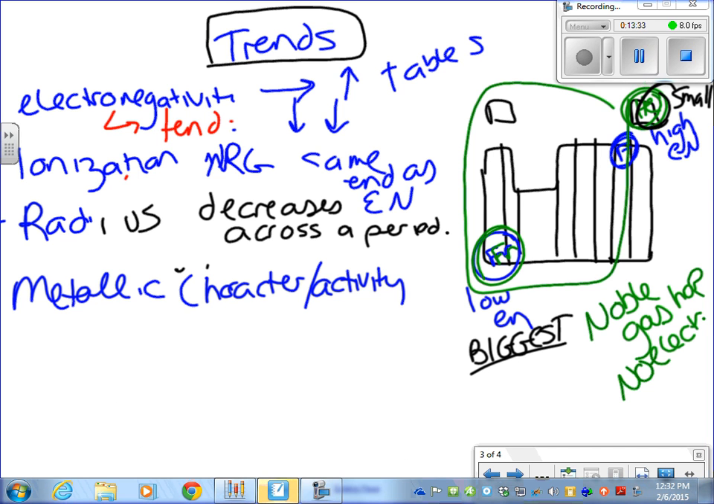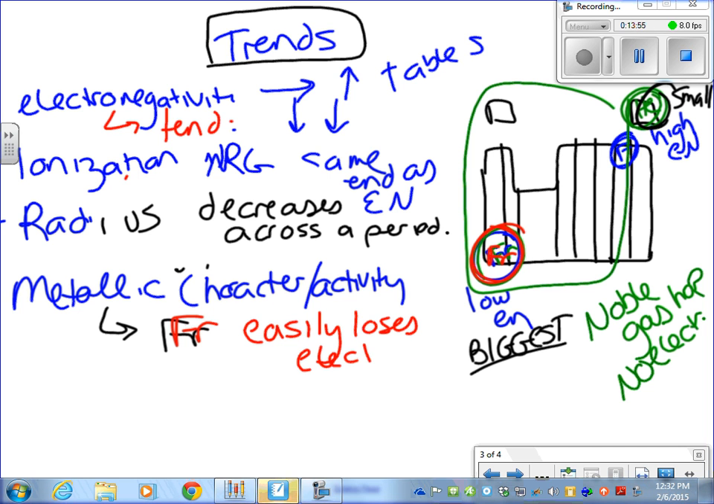Finally, metallic character and activity. Your most metallic metal is francium. Let's do this in red, because that's the one we haven't used yet. Francium. Francium is kind of the main one for a lot of these. Francium's the most metallic because it most easily loses electrons. Francium loses electrons quite easily. It's so big. It has a low ionization energy, a tiny electronegativity, so it loses electrons easily, and that is metallic character and metallic activity.